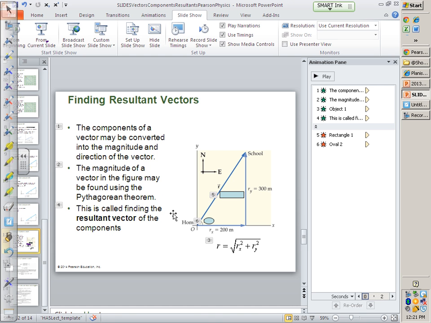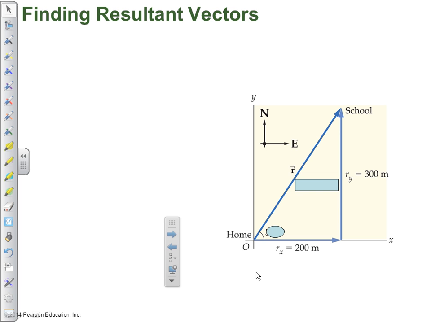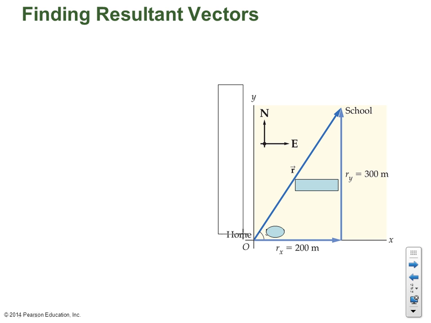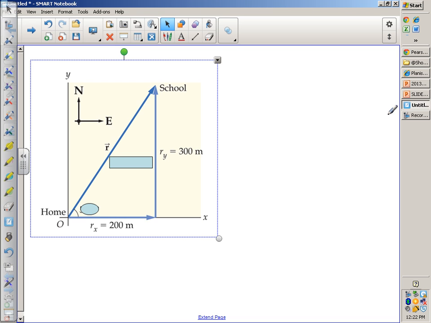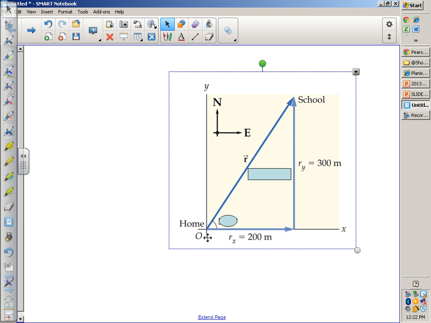All right. Here's a picture of you getting from home to school. I'm going to take this picture and put it here. So, in this case, you walk 200 meters east, then turn and walk 300 meters north, and that gets you from home to school.